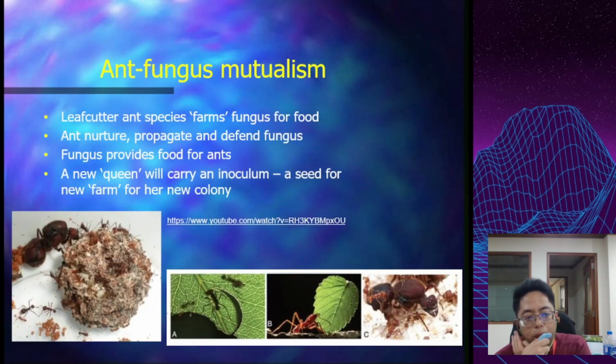Ant fungus mutualism. So these are ants that are able to farm their own food. The name is the leafcutter ant. So they would farm fungus for food. Firstly, they will collect a lot of leaves. The leaf will be the substrate for the fungus, and they will take care of the fungus. The fungus will give them free food. Okay? So a new queen of this colony will bring a little bit of inoculum, a seed for a new farm in her new colony.